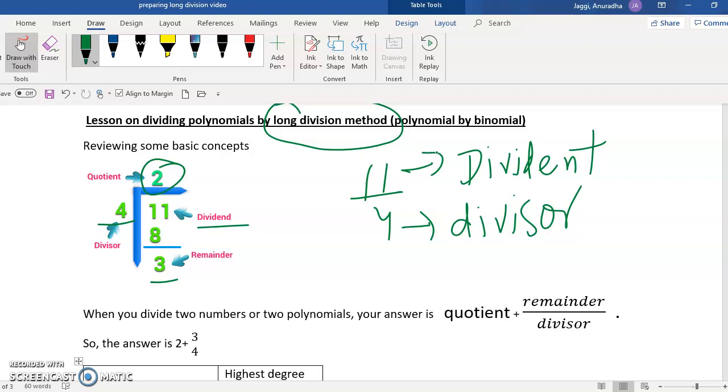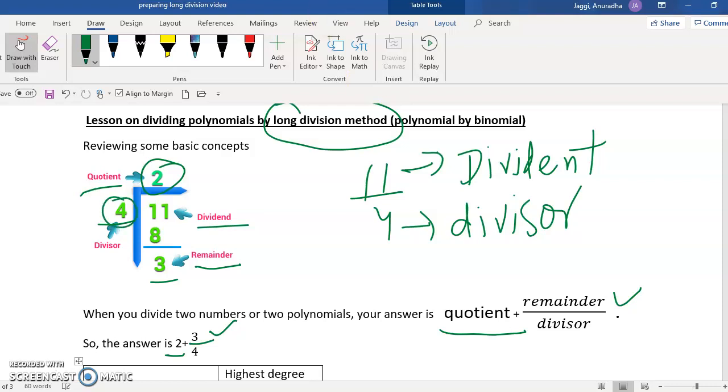So we stop here. When we stop, whatever number remains is called the remainder, and what you get here on top is called the quotient. So we have the quotient, which is 2, the remainder, which is 3, dividend is 11, and divisor is 4. How do you write the answer? So 11 divided by 4, you write the answer as the quotient, which in our case is 2, and then the remainder 3 divided by the divisor, which is 4 in this case.